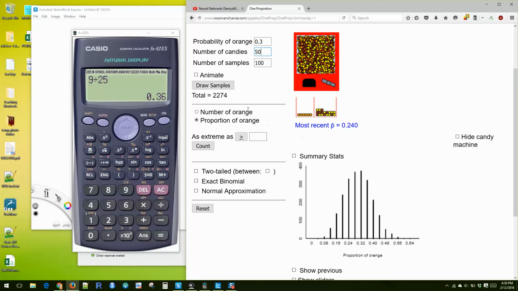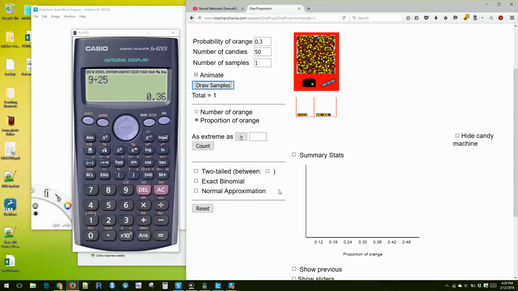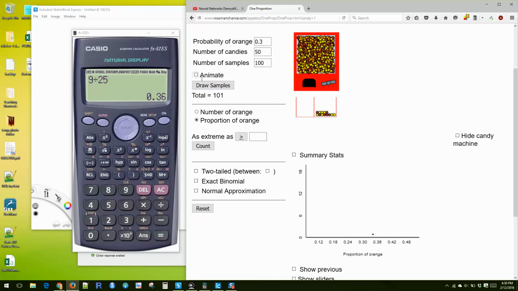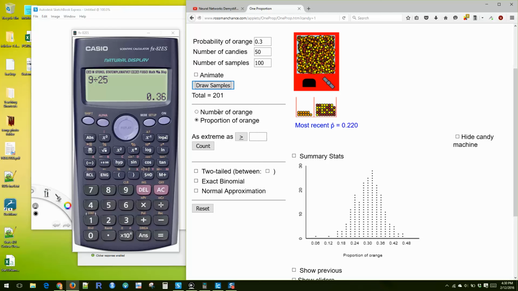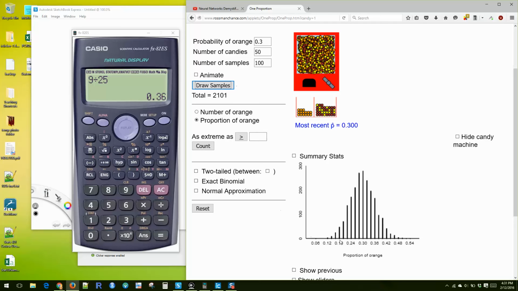So if I take 50 pieces of candy, I'm going to just do, well, let's see, it might take a while because it's going to spit out 50 pieces of candy here. I regret my decision now. Okay, so here it got 0.34. I'm going to just do 100, oh dear. Okay. Disaster averted. Here, let's take a look here. Okay. So it's building it up.